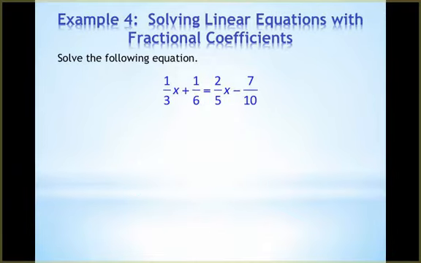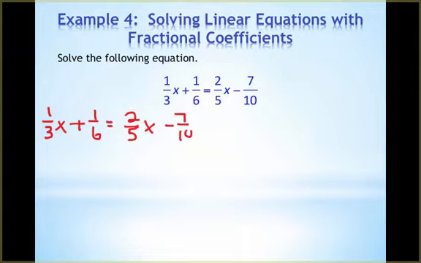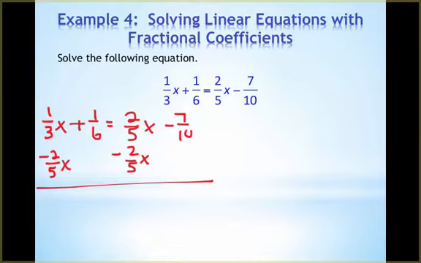Again, we have a similar equation, but this time we have fractions to deal with. I'm actually going to show you two different ways to solve this. So let's look at the first way, which is what we've already been doing, where we will combine our variables to one side and our constants to the other. So I'm going to subtract 2/5 x from both sides. And when I do that, 1/3 minus 2/5 will give me negative 1/15 x plus 1/6 equals negative 7/10.